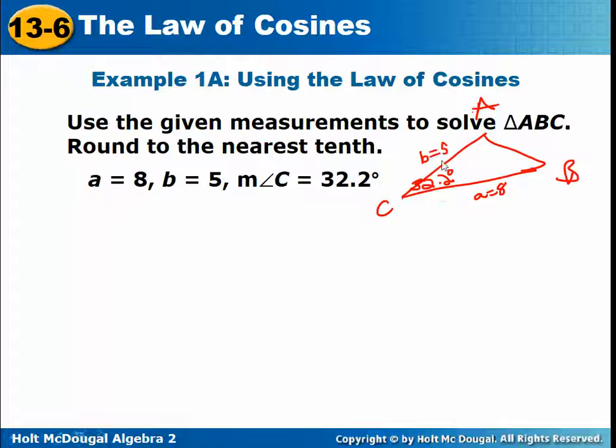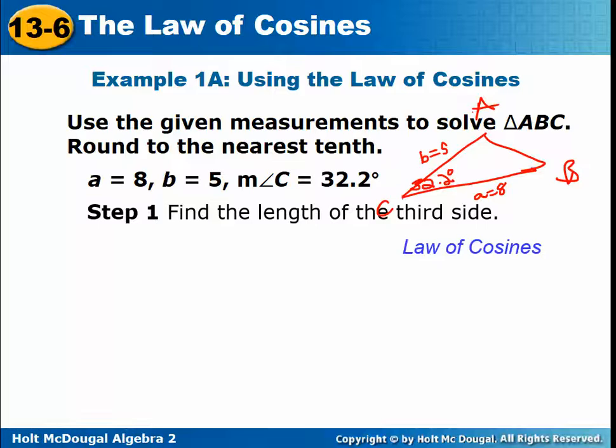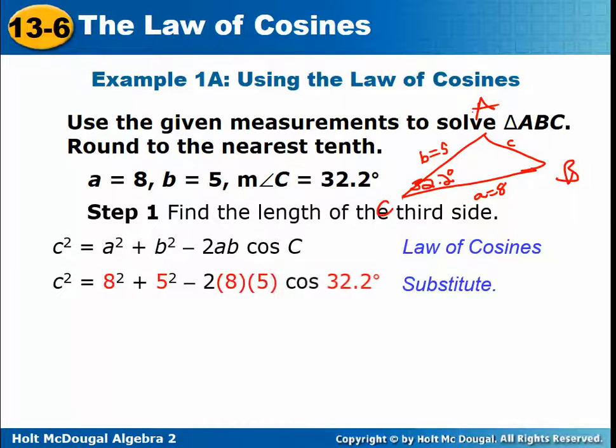So the formula says that, let's write it out, we're going to use the one with angle C in it because we're given angle C. So c squared, which is this side, which we don't know, this is how we'll find that, will be equal to a squared, which would be 8 squared, plus b squared, which will be 5 squared, minus 2 times 8 times 5 times the cosine of 32.2. So everything gets substituted in there, and then it's just simplifying.